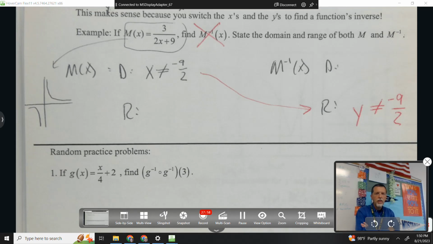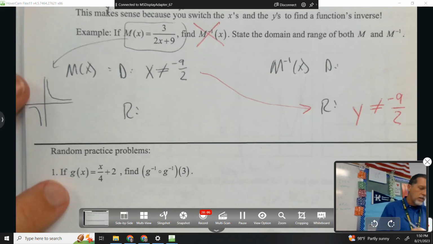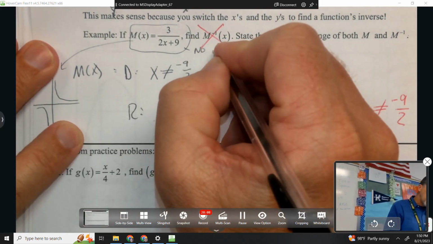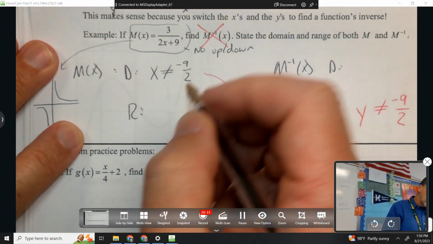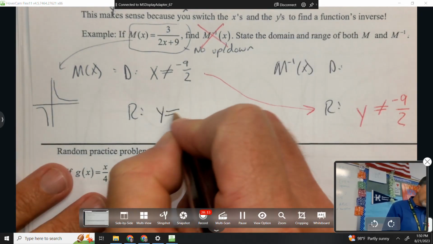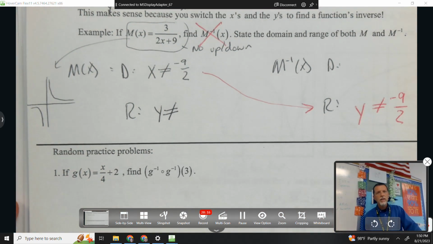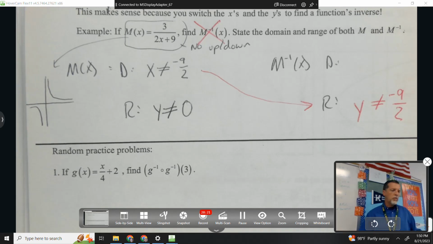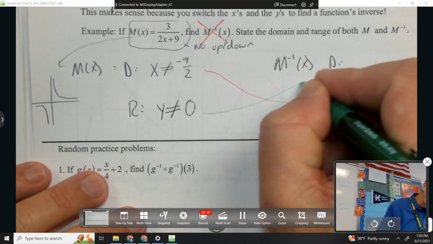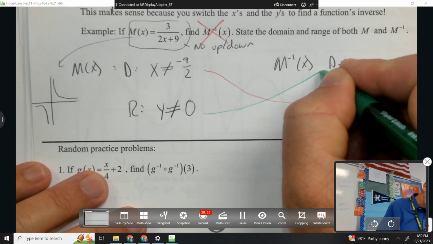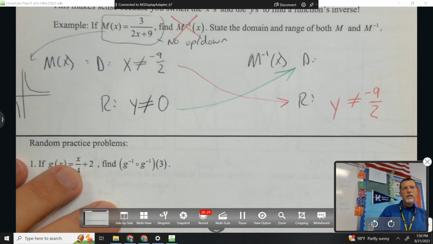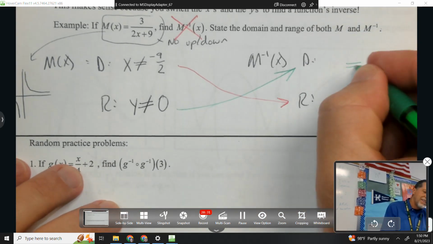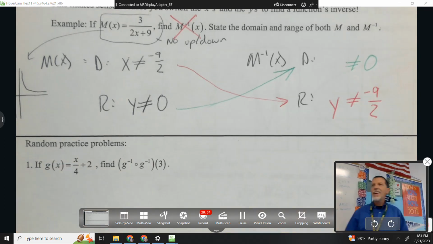Did we move it up and down any? No, I mean, we stretched it, but that didn't change where the asymptote is. So no up and down movement or translation. So that means it's still everything except y can't be 0. Which means I don't know what the inverse is, but I do know something about the domain of the inverse now. Did the same thing last time. What can't be 0? X.